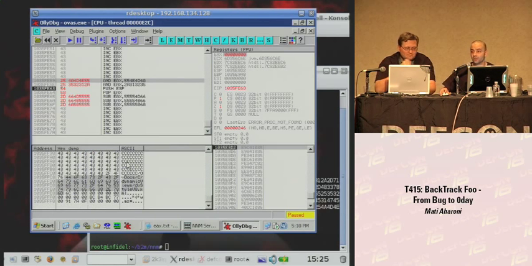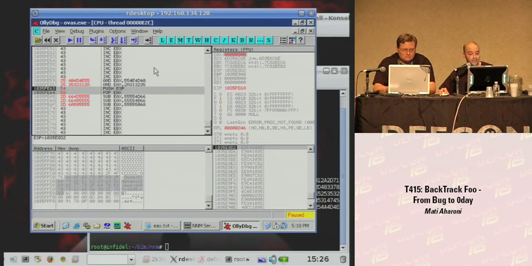So in order to do that, we need to find our current location in the stack, and we can do this by using a really cool trick by pushing ESP, the stack pointer, to the top of our stack and then popping it to EAX. So now EAX actually holds the value of ESP, and we can start doing calculations on EAX.